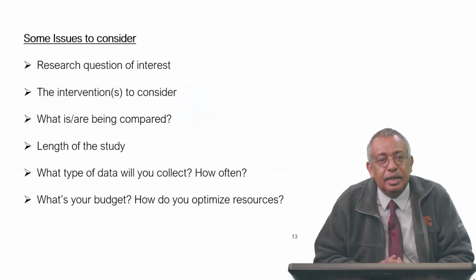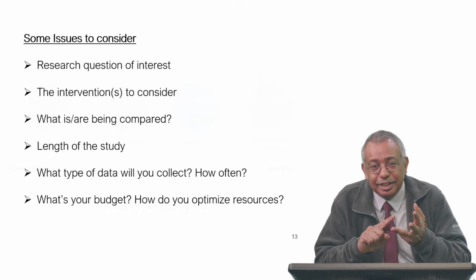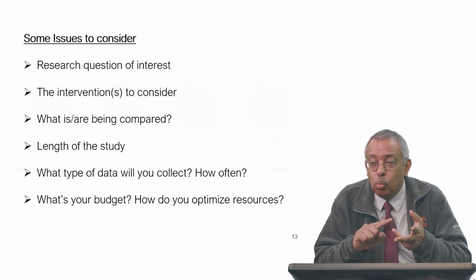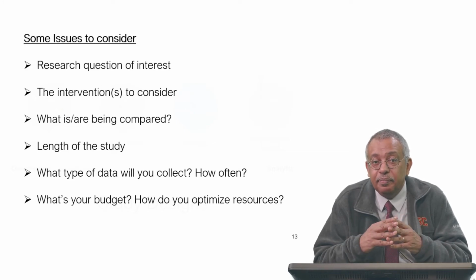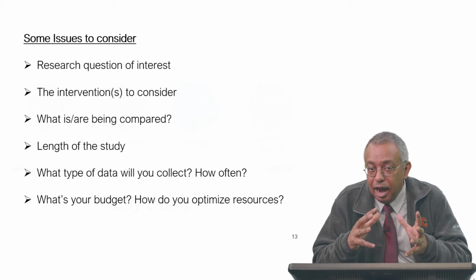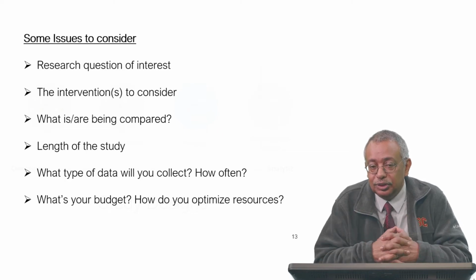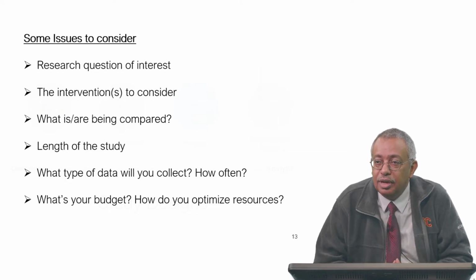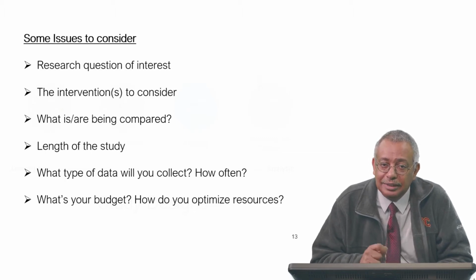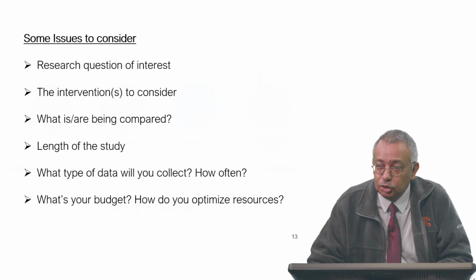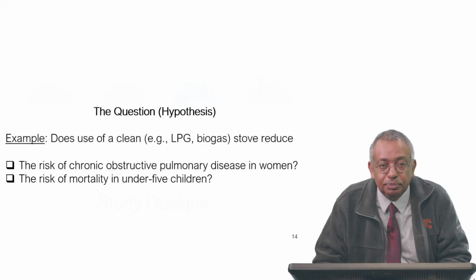Some issues to consider. We need to be clear about the research question of interest. We need to be clear about the intervention to consider. We need to be clear about what exactly is being compared. We need to be clear at the outset what the length of the study is going to be, what type of data you will be collecting and how often. And of course, the reality check is what's your budget and how do you optimize resources. And here is actually where the issue of trying to come up with the right sample size comes in, one that will allow you to make inferences in a valid way, but at the same time optimize resources, so that you can get away with the minimum possible but still be able to address the question of interest.